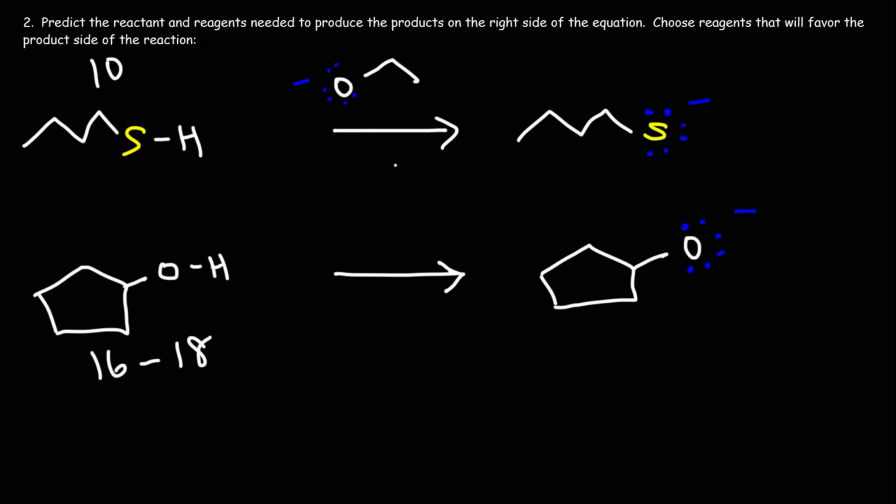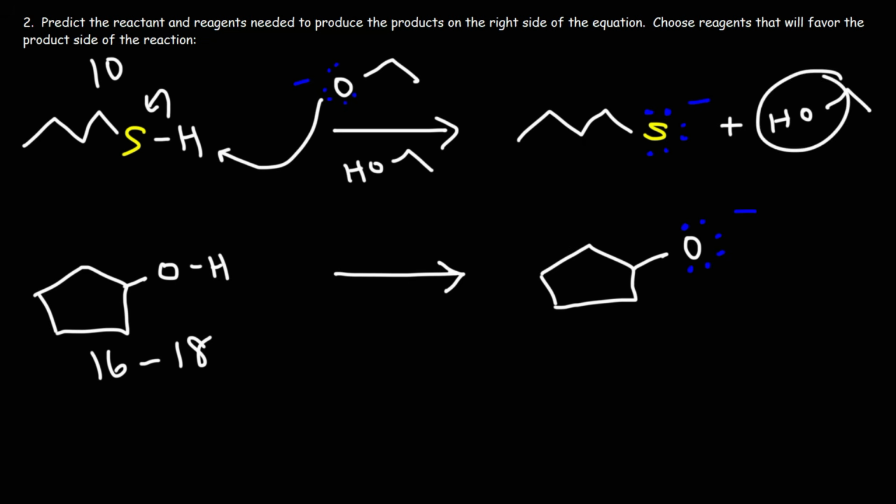Ethoxide in ethanol will dissolve better in a less polar solvent than water. So the conjugate acid of this will be ethanol. When ethoxide removes a proton, it becomes ethanol. So the pKa of ethanol is 15.9. It's much higher than the thiol.